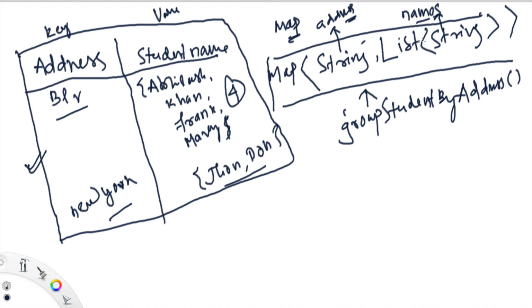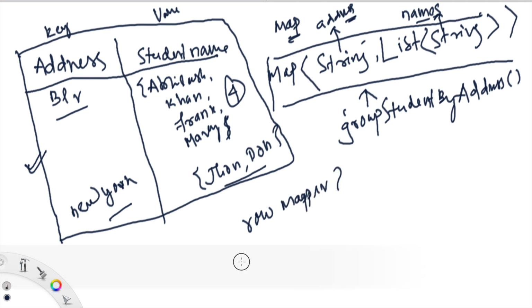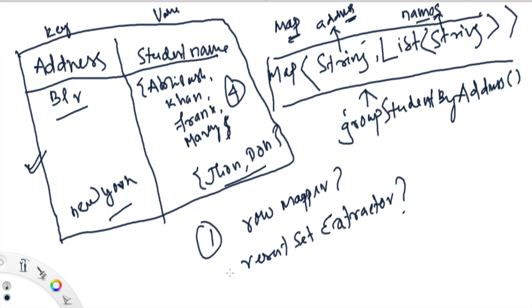So try this, think about how you are going to solve this and what kind of logic you are going to write, and whether you are going to use a RowMapper or you are going to use a ResultSetExtractor. So tell me what you are going to use. Think about it. Basically, if you need to return something in this format, the first thing is you need access to your whole result set, isn't it?